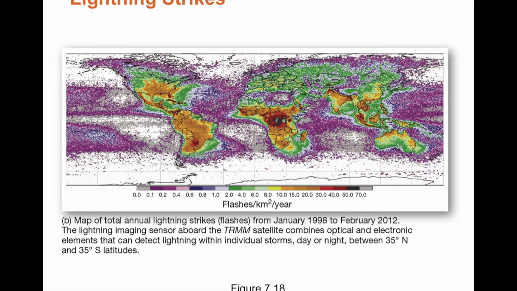Now we can look at lightning strikes around the globe. This is a map of total annual lightning strikes from January 1998 to February 2012. You can see that the lightning shows the areas of the greatest amount of thunderstorm activity, like the rainforests in Africa, places in Central America and South America, and Florida.